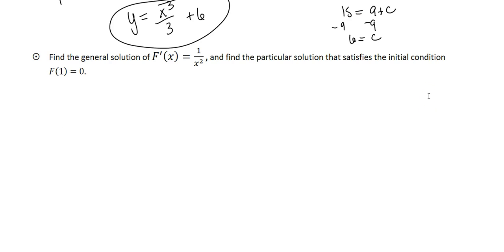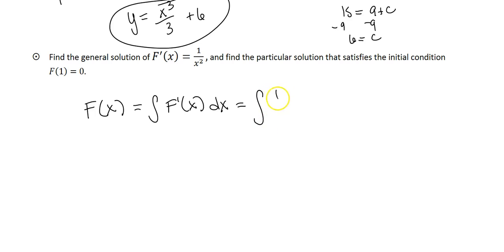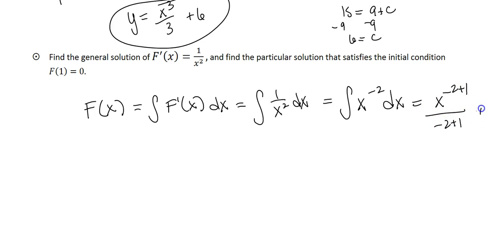So with this one, I would have y, or f of x if you want to look at f of x, is going to be the integral of f prime of x with respect to x, which is the integral of 1 over x squared with respect to x, which is the integral of x to the negative 2 with respect to x, which is x to the negative 2 plus 1 over negative 2 plus 1 plus c, or this gives me negative 1 over x plus c.